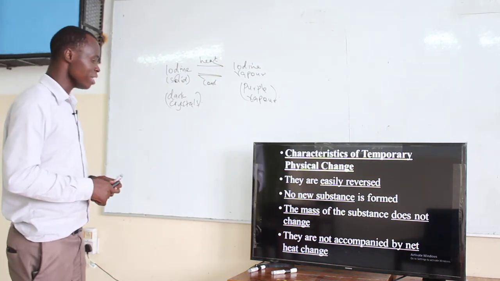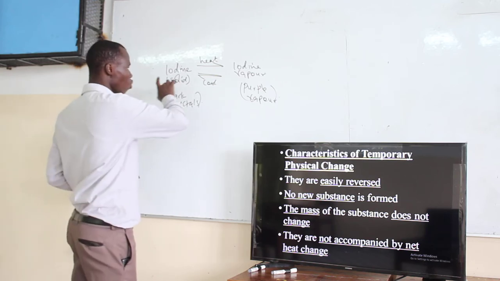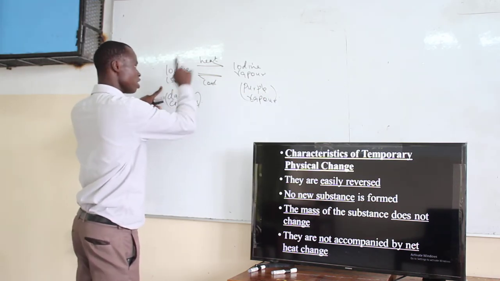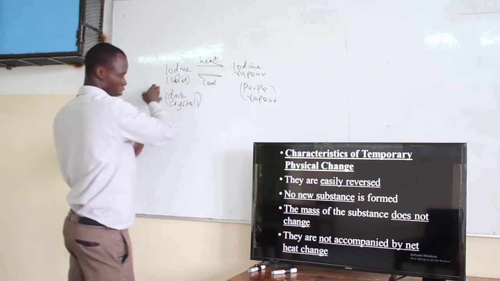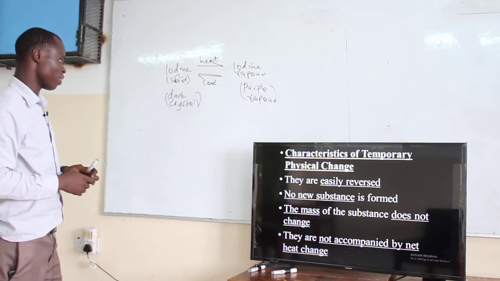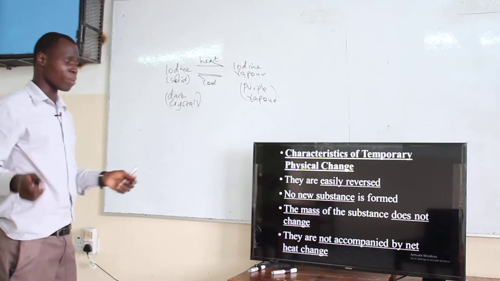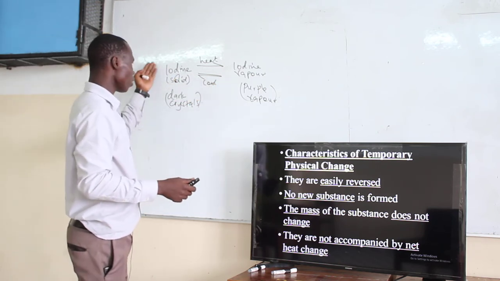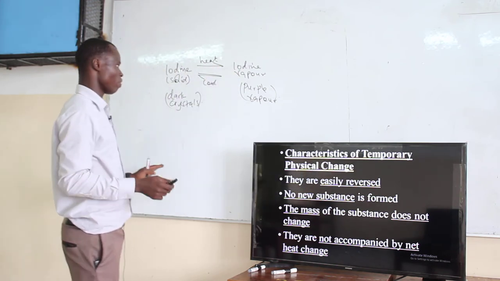One, they can easily reverse. That means you can go forward, backward, easily. If you heat it, it changes; if you cool it, it comes back. So they can easily reverse. Another one, no new substance is formed. You see, there is nothing really formed here. It is iron. No new substance is formed.